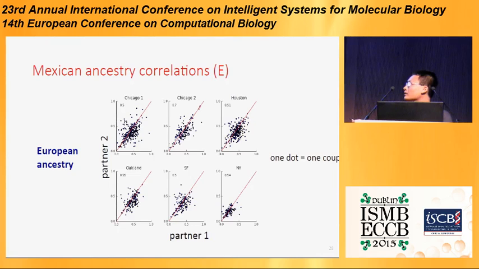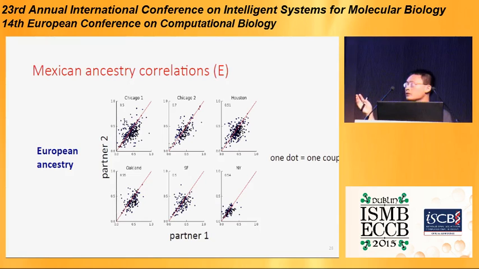So here we applied it to a data set with Mexican populations from 6 different locations in the US. Each dot here corresponds to one Mexican couple. The x-axis is one partner, and the y-axis is the second partner. The x-axis is the European ancestry of one partner, the y-axis is the European ancestry of the second partner. It's just a quick way to visualize how much correlation there is in each of these locations.